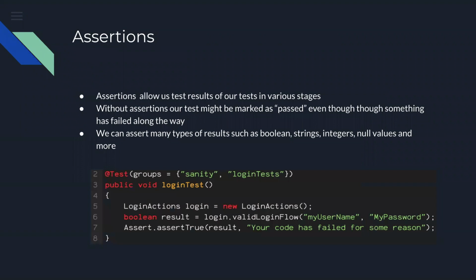Assertions. They allow us to test the results of our test in various stages. Without assertions, our test might be marked as passed even though something has failed along the way. We can assert many types of results, such as Boolean assertions, strings, integers, null values, and more. You should always include assertions in your tests. Think about manual testing. Whenever you're performing a manual test, you have the expected result and the actual result. The same can be measured with the assertion.